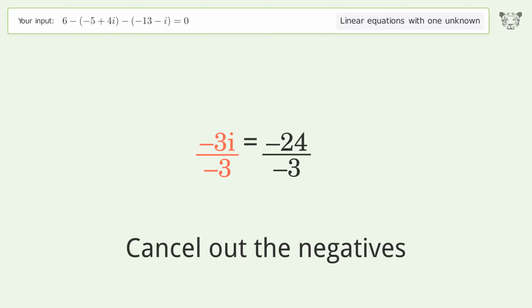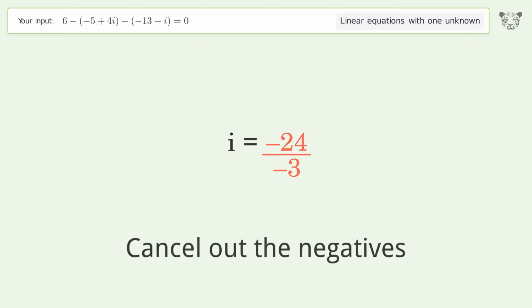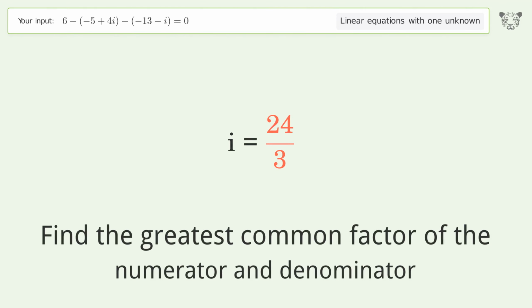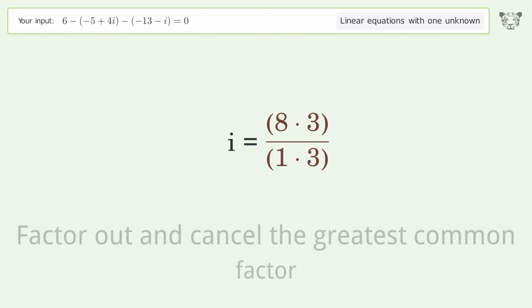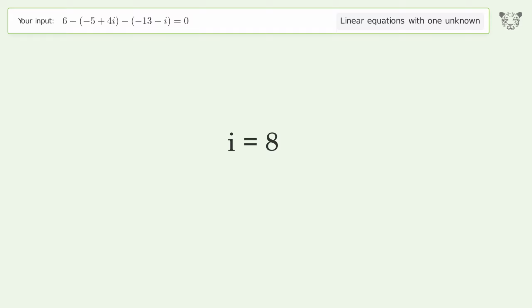Cancel out the negatives. Simplify the fraction. Cancel out the negatives. Find the greatest common factor of the numerator and denominator. Factor out and cancel the greatest common factor. And so the final result is I equals 8.